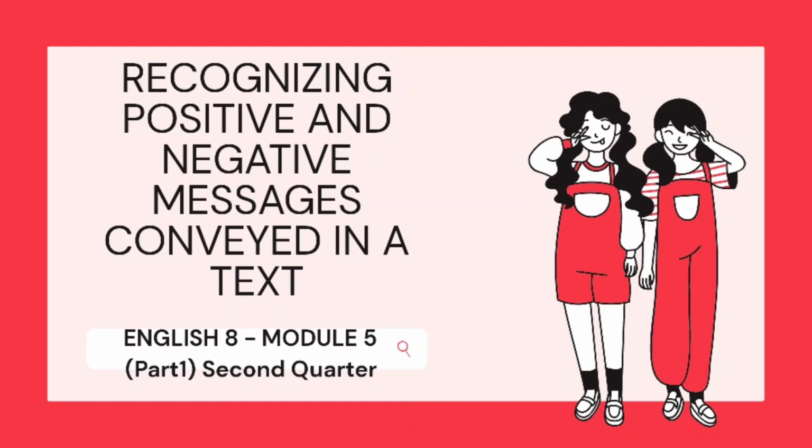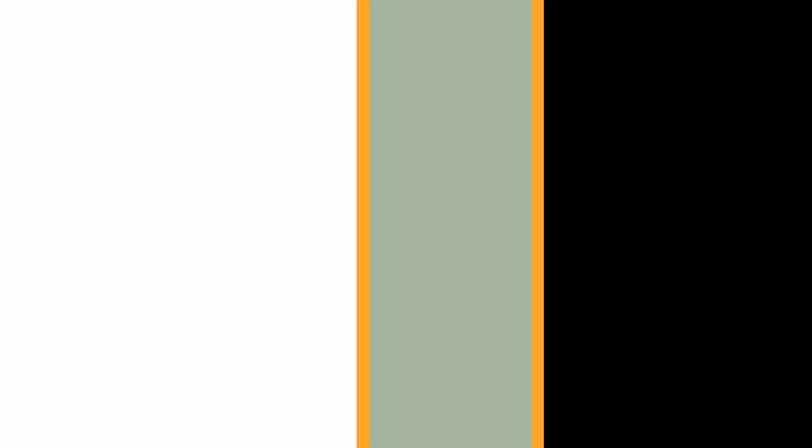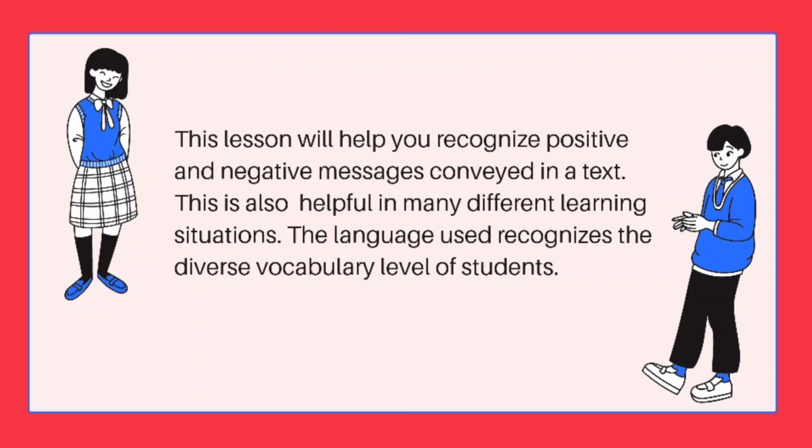Today's lesson in English 8 Module 5, we will discuss recognizing positive and negative messages conveyed in a text. We will focus on the definition and examples of ethos, pathos, and logos. This lesson will also help you recognize positive and negative messages conveyed in a text. This is also helpful in many different learning situations. The language used recognizes the diverse vocabulary level of students.